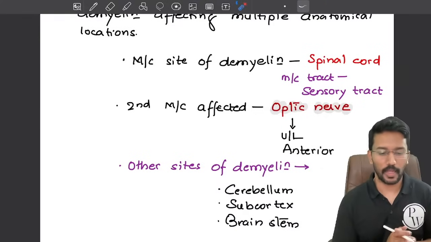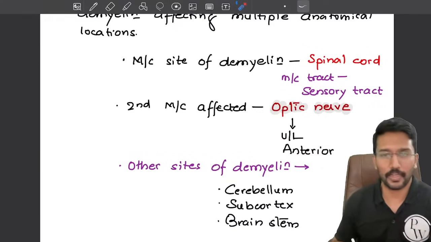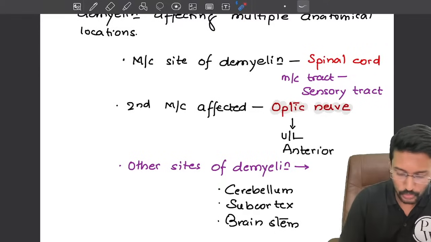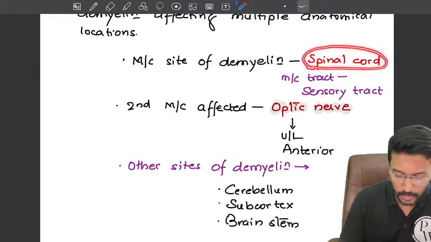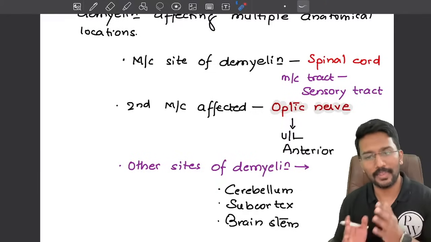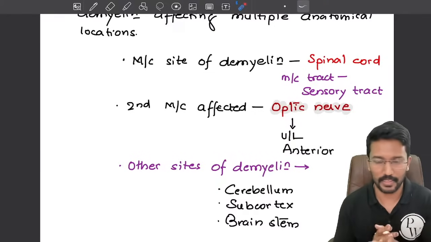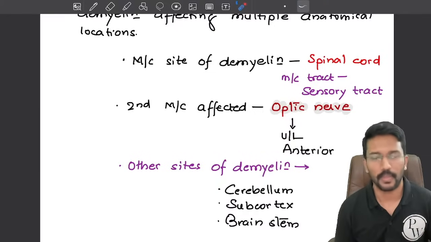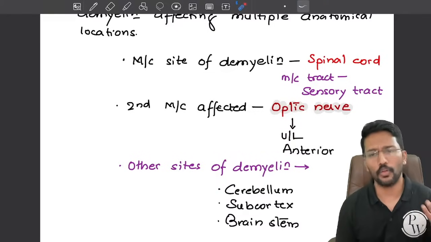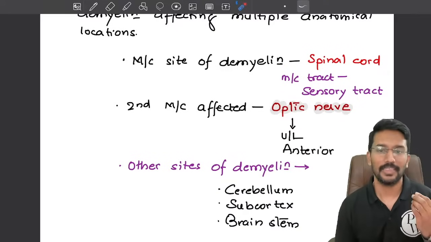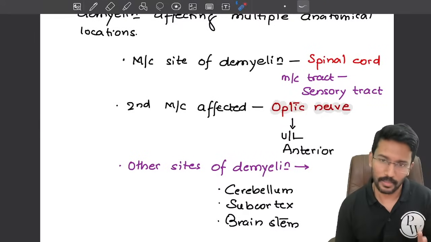One MCQ that they will ask you is what is the most common site of demyelination, and the most common site of demyelination is going to be spinal cord. And in the spinal cord we have ascending and descending tracts and the central gray matter. Can the gray matter be demyelinated? No, because gray matter contains cell bodies. Cell bodies are not having myelin.